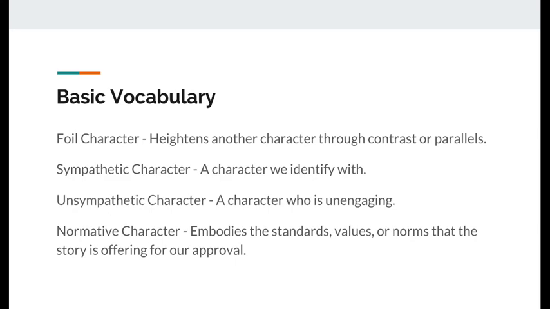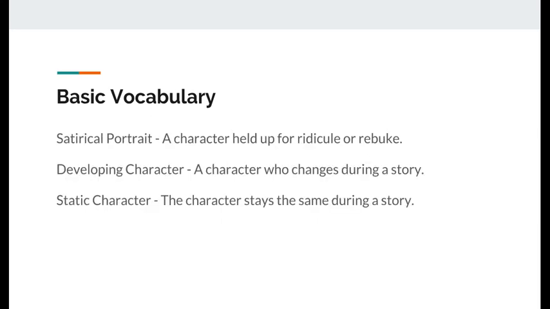Foil character, heightens another character through contrast or parallels. Sympathetic character is a character we identify with. An unsympathetic character is a character who is unengaging. A normative character embodies the standards, values, or norms that the story is offering for our approval. Satirical portrait is a character held up for ridicule or rebuke. Developing character is a character who changes during a story. We'll see a lot of that. And a static character is the character who stays the same during a story.